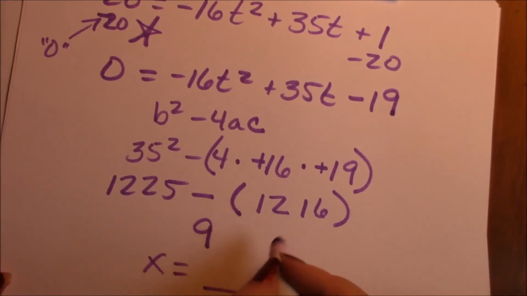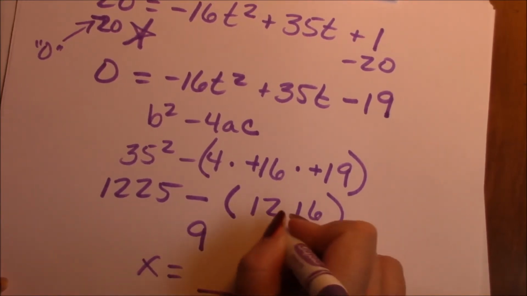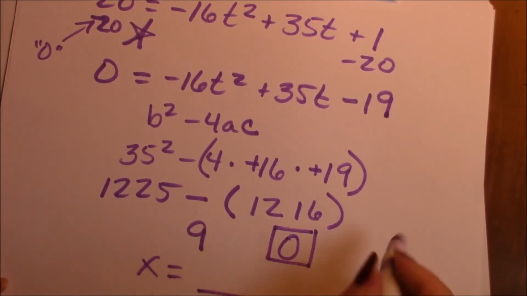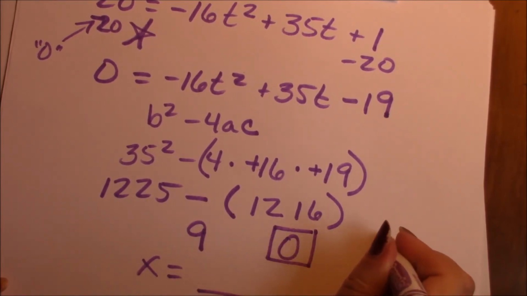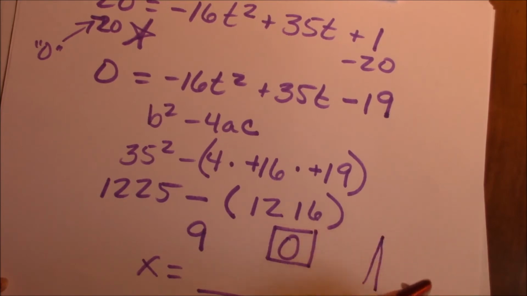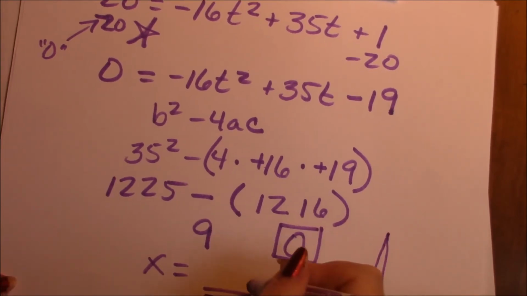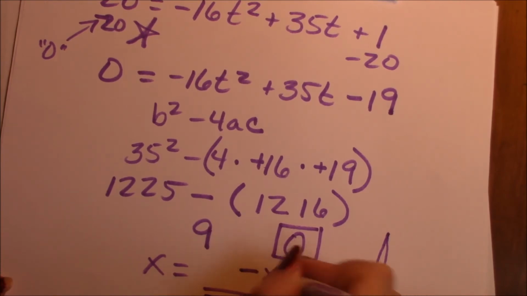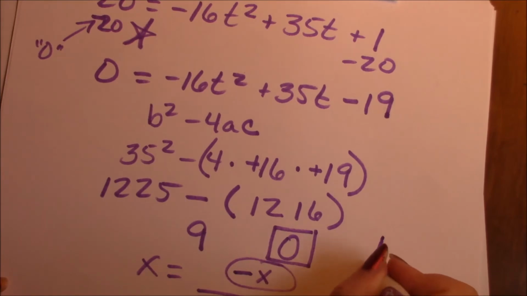If the discriminant was 0, that means there would only be one answer here, which means it would have just touched that bell and come right back down. And if the discriminant was negative, then we know that that's not a real solution, which means it did not get up high enough to touch that bell.